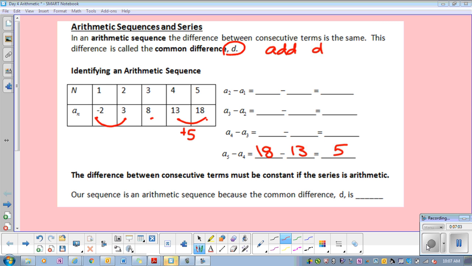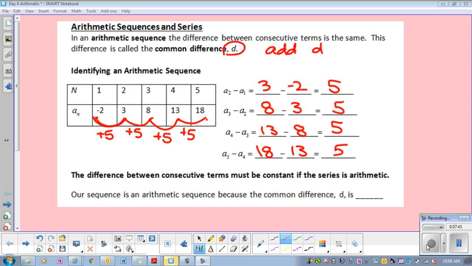So let's do this then. 13 to 8. What's 13 minus 8? It's 5. 5 again. Good. Because if that really is the common difference, it should be the same number each time. What's 8 minus 3? It's 5. 5 again. Good. And then what's 3 minus 2? 3 minus a negative 2. What's 3 minus negative 2? It's 5.